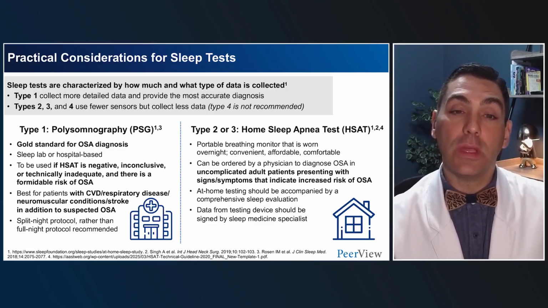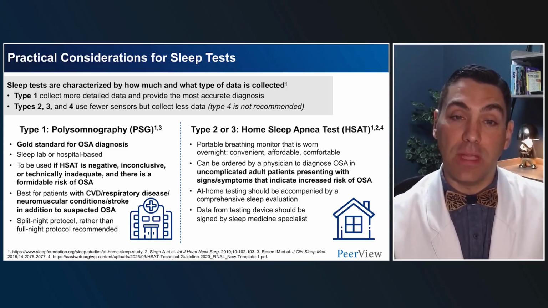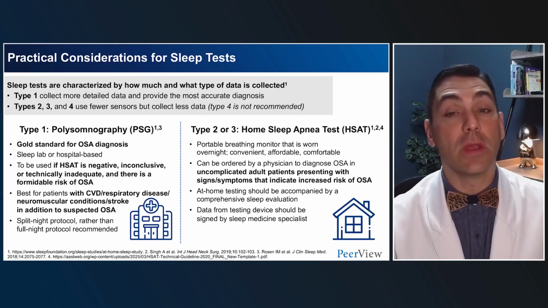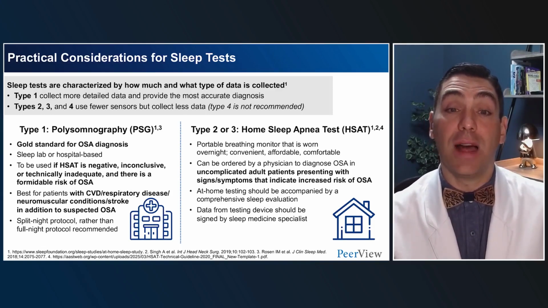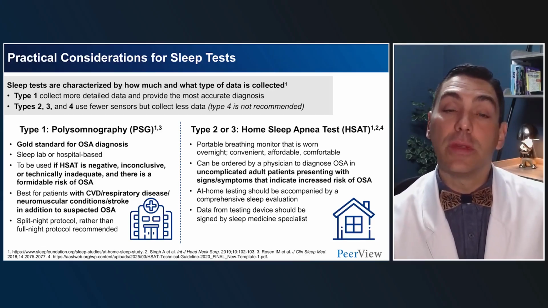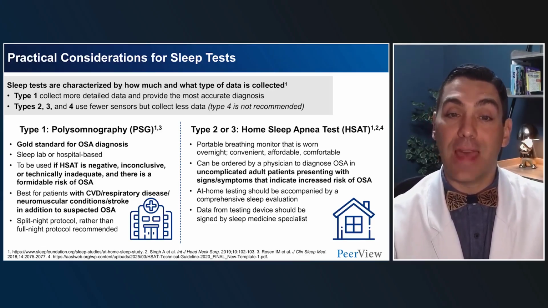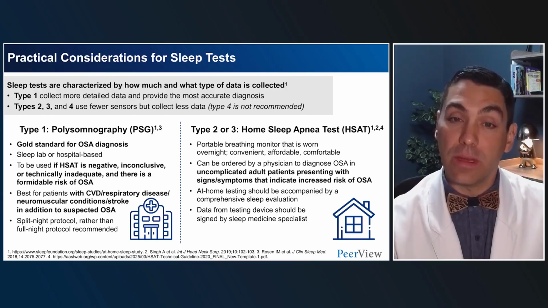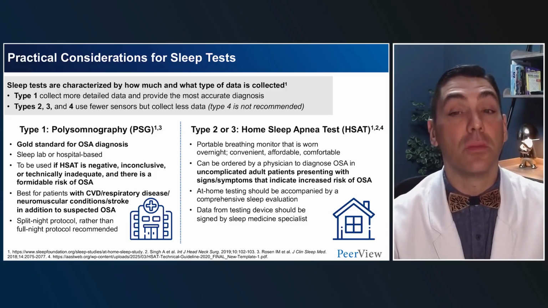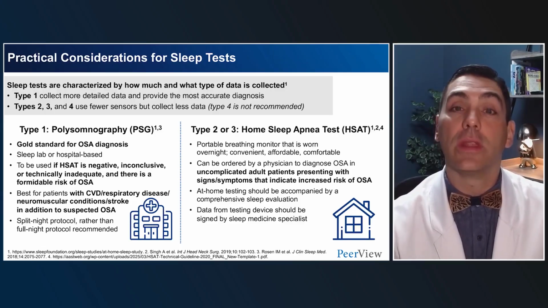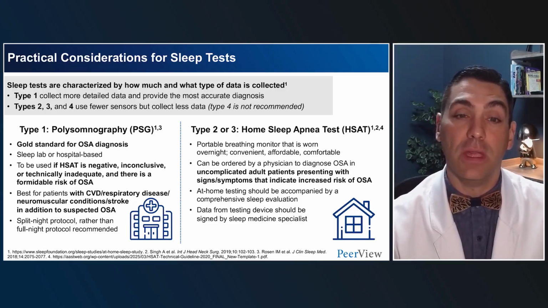Usually, if there's a home sleep apnea test that is negative or what we call inconclusive, this should be the type of test that should follow. Also, patients at high risk, like those with cardiovascular disease, comorbid respiratory conditions, neuromuscular conditions, or prior stroke, should be first screened with an attended polysomnography.